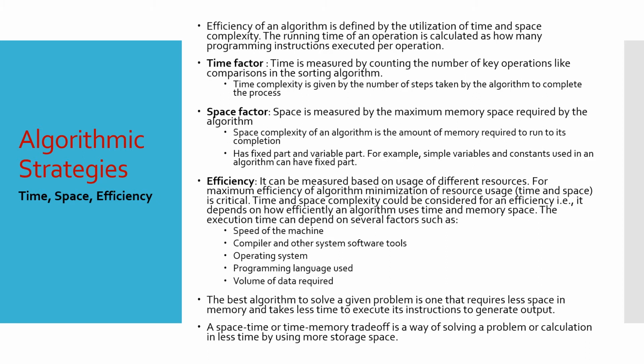And efficiency is something important to know, based on different resources, right? For maximum efficiency of resource usage, which is time and space, it's very critical. It's very important for a computer program. So the execution time of any program can depend on several factors such as the speed of the machine, the compiler, and other system software tools, because depending on the software used, sometimes the speed can vary as well, and the operating system of the computer itself.